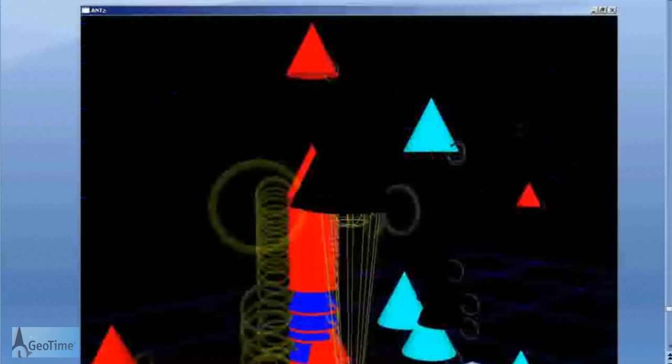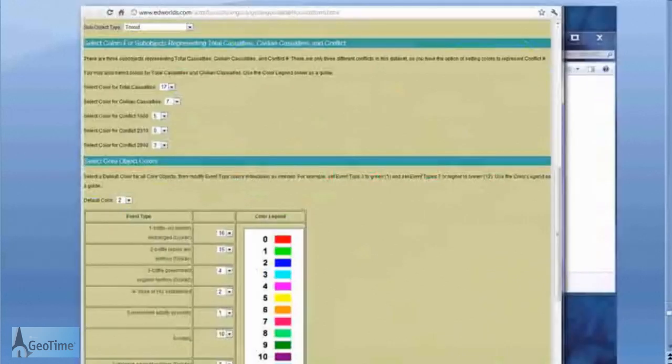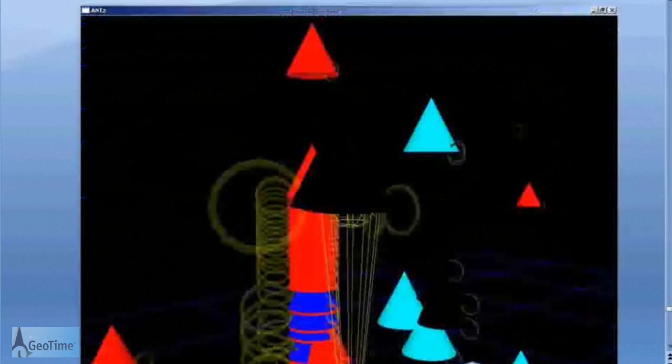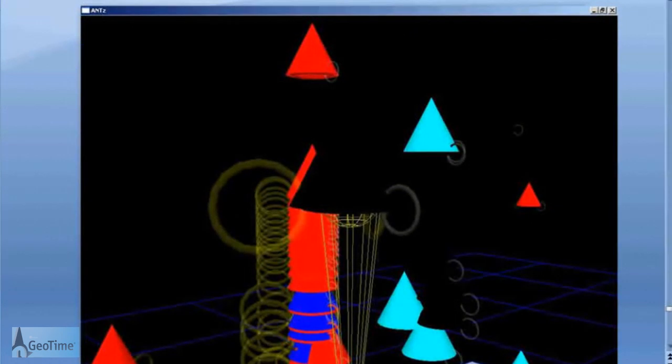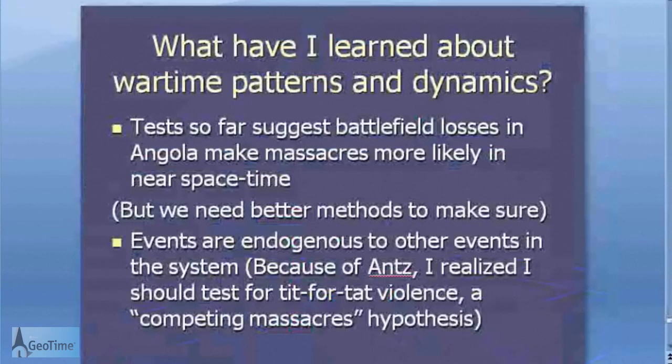And so I'm showing you some screenshots from the Antz project and from the visualization tool that's been designed. And what's so exciting about it is that you can put your data set in here, and then users can define what color they want each event type to be, what kind of toroid, and you can just experiment and see what are ways of examining the data that actually allow you to see something new that you wouldn't have seen before.